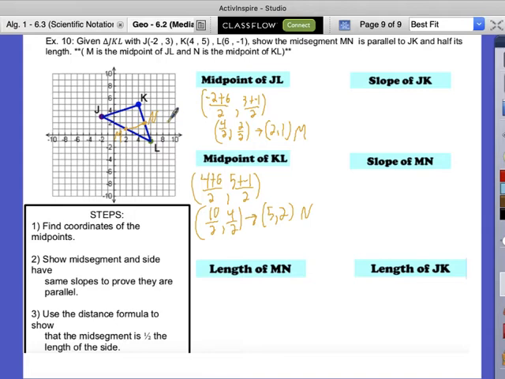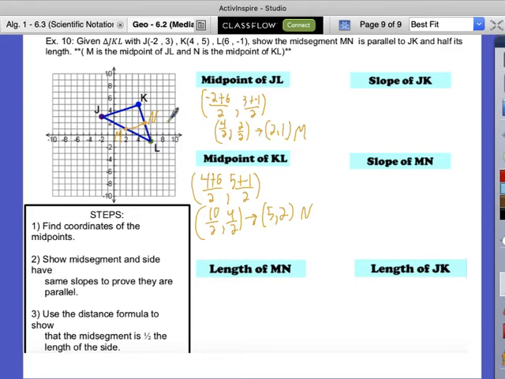So now, step 2, we have to show the mid-segment and side have the same slopes to prove they are parallel. Because we're asked to show the mid-segment is parallel. Well, in order to show that, we need to show it by the slopes. If we know the slopes are the what, then they're parallel. The exact same. So let's first find the slope of JK.